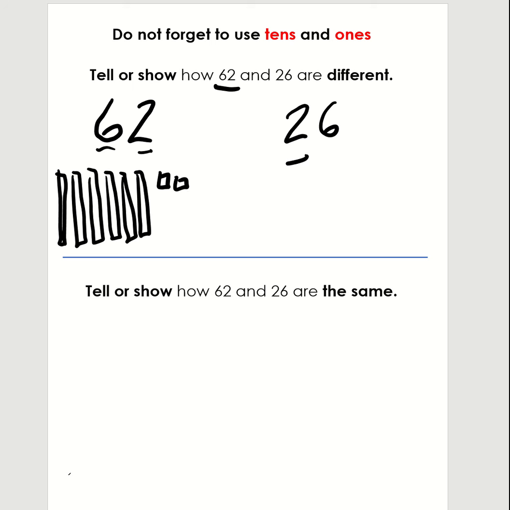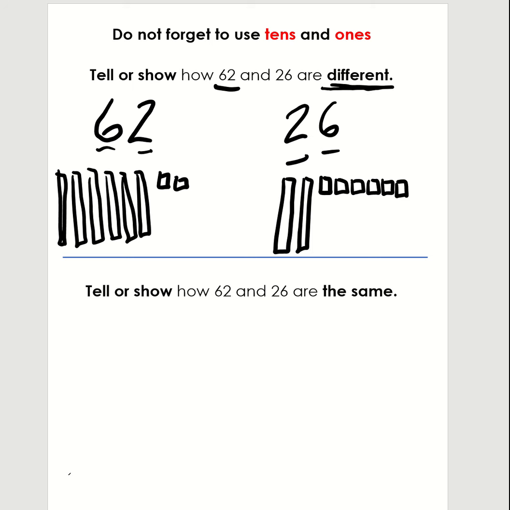So we're going to look at the tens place first. We've got 2 tens. And we have 6 ones. 1, 2, 3, 4, 5, and 6. Perfect. Now, in this part on the top, it's always going to be how are they different?